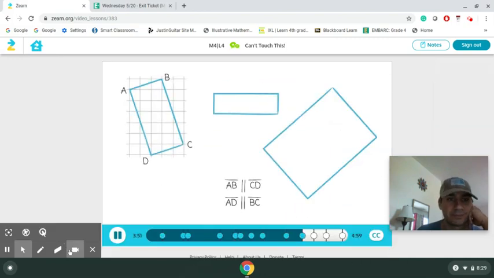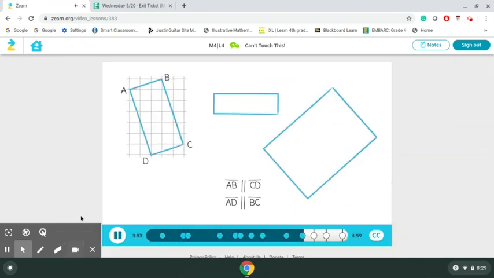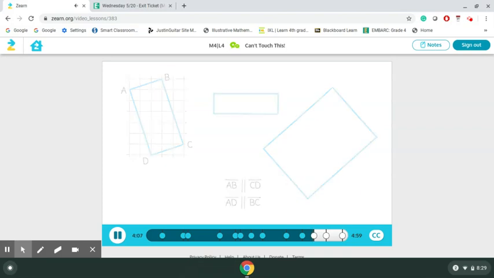Nice job. Lucas, does the size of the rectangle determine whether or not its opposite sides have parallel lines? No. Opposite sides of all rectangles are parallel. That's right. Nice thinking. Let's practice drawing more parallel lines.